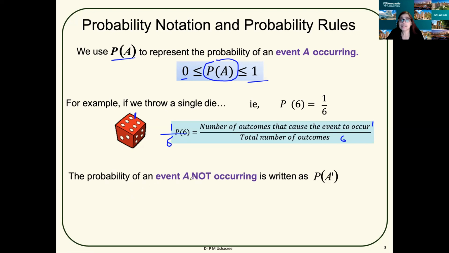Now, the probability of an event A not occurring is written as P of A prime. You write P of A prime, and that means the probability of A not occurring. Similarly, the probability of 6 not happening will be: total number of outcomes, again 6, and the number of ways 6 will not occur, 1, 2, 3, 4, 5 ways. There are 5 ways that 6 will not occur. So the probability of 6 prime is equal to 5 over 6.